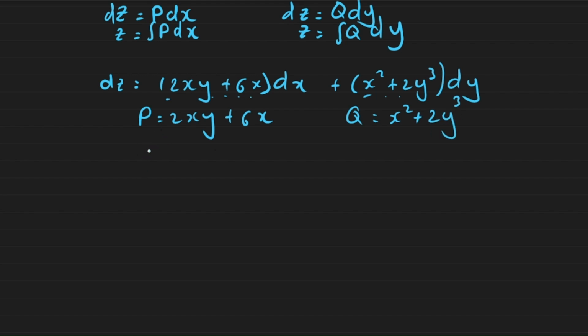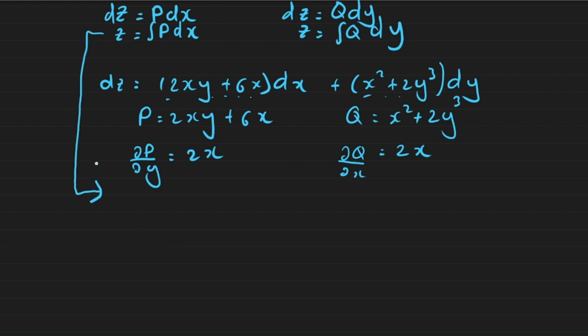So firstly, we check if this is an exact differential. We find the derivative of p with respect to y, and that's just equal to 2x. We can see y to the power 1, so we're just left with 2x. And then we find the derivative of q with respect to x, and that would just equal 2x. So we see that they're the same, so therefore we can proceed.